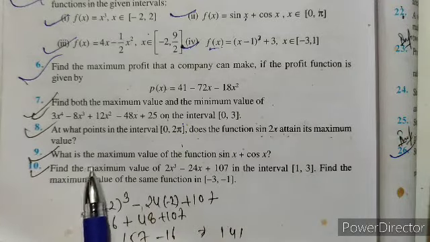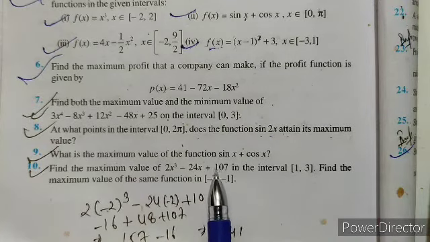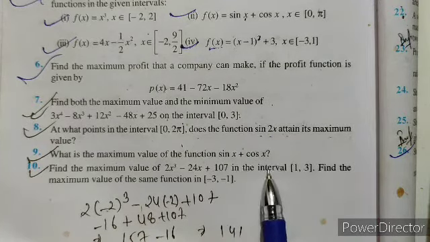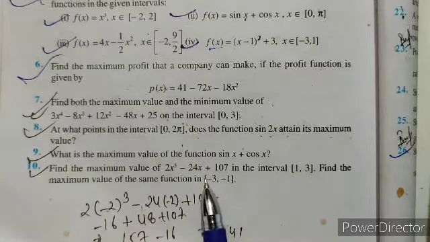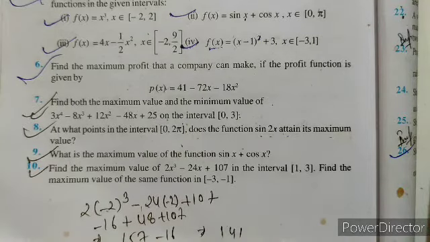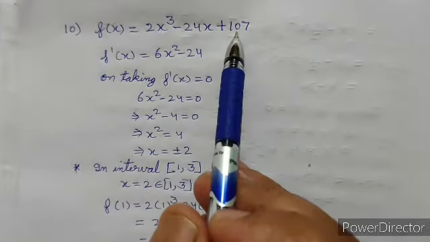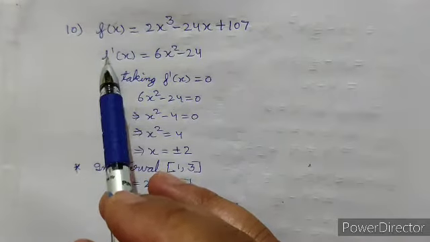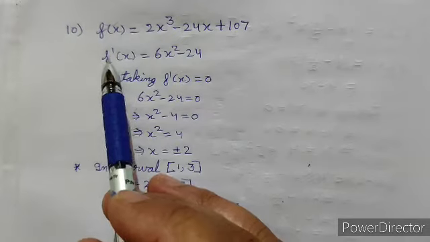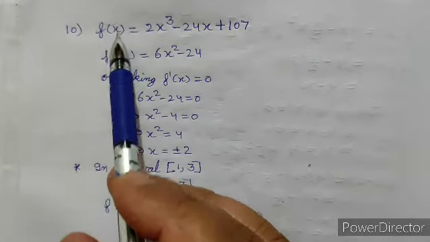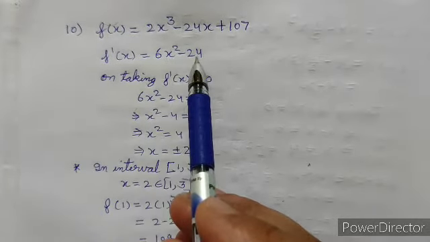In question number 10, we have to find the maximum value of the function 2x cube minus 24x plus 107 in the closed interval 1 to 3 and in the interval minus 3 to minus 1. Now let f(x) equal 2x cube minus 24x plus 107. So our first step to find the maximum and minimum value by the second derivative test is to find the derivative of f(x), that is f dash x. So f dash x will be equal to 6x square minus 24.